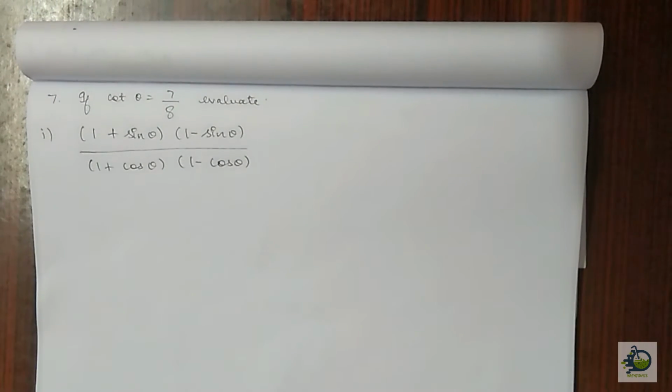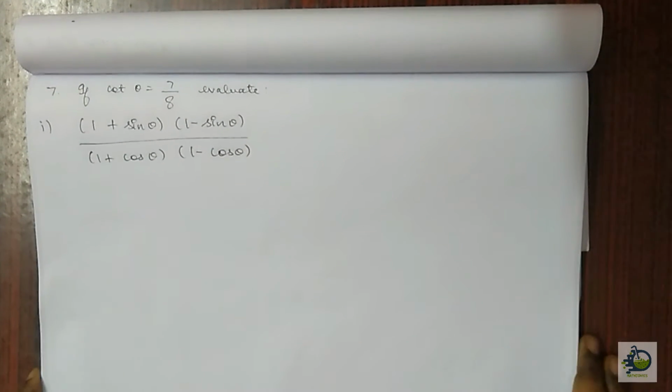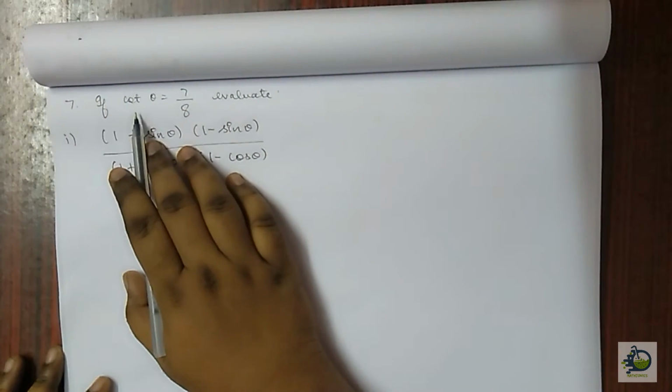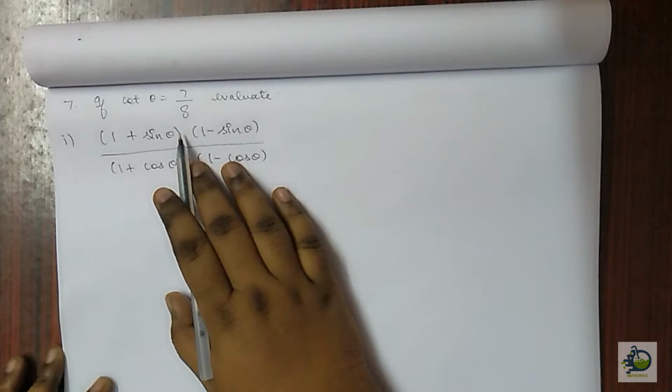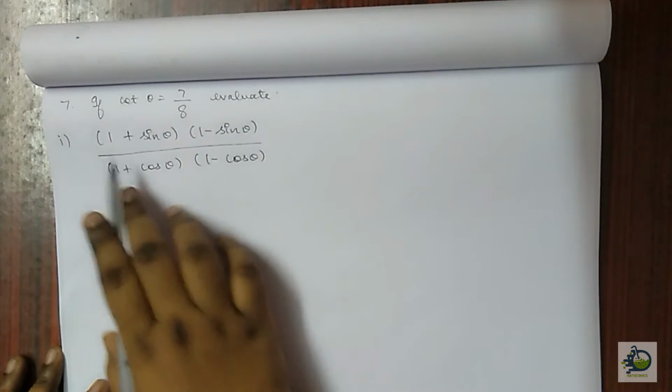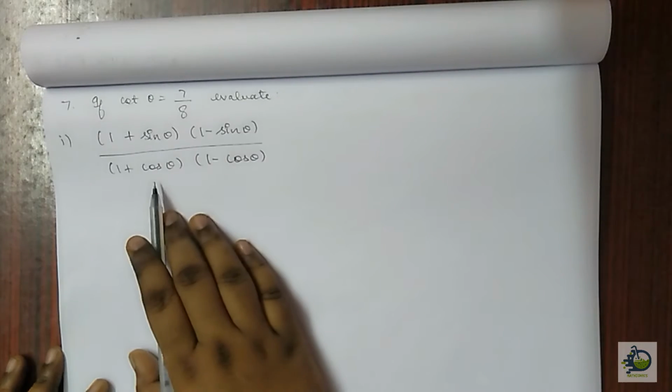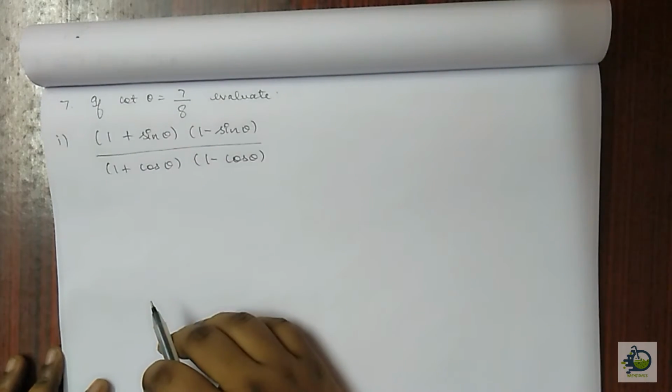Today we are going to see some more problems in exercise 8.1. Let us do the seventh sum. It is given that cot theta is equal to 7 by 8 and we have to find the answer for (1 plus sin theta)(1 minus sin theta) divided by (1 plus cos theta)(1 minus cos theta).